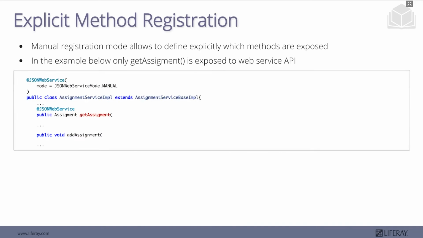When we are explicitly picking and choosing which web services to expose, we start off using @JSONWebService once again, and we set the mode equal to manual. From there, we pick and choose which specific methods we're going to be exposing. This gives us more control if we want it. In this example, the getAssignment method is the one that we are explicitly exposing.